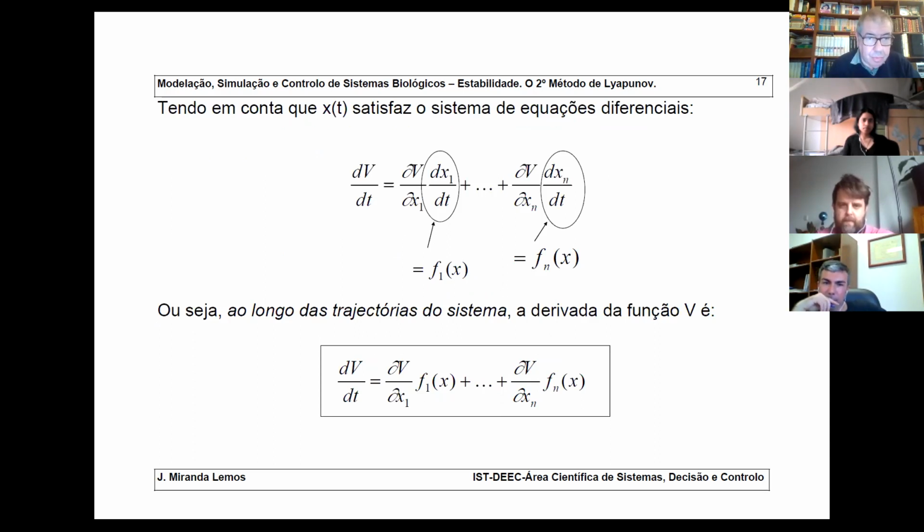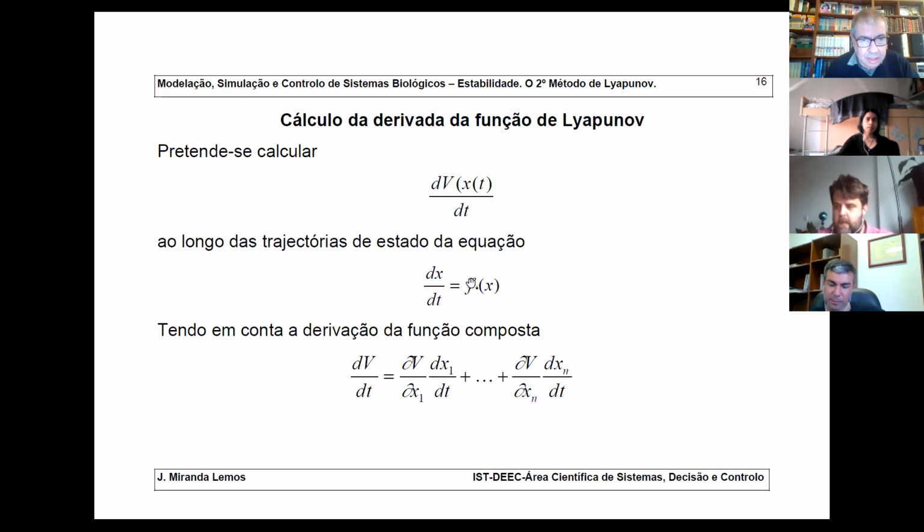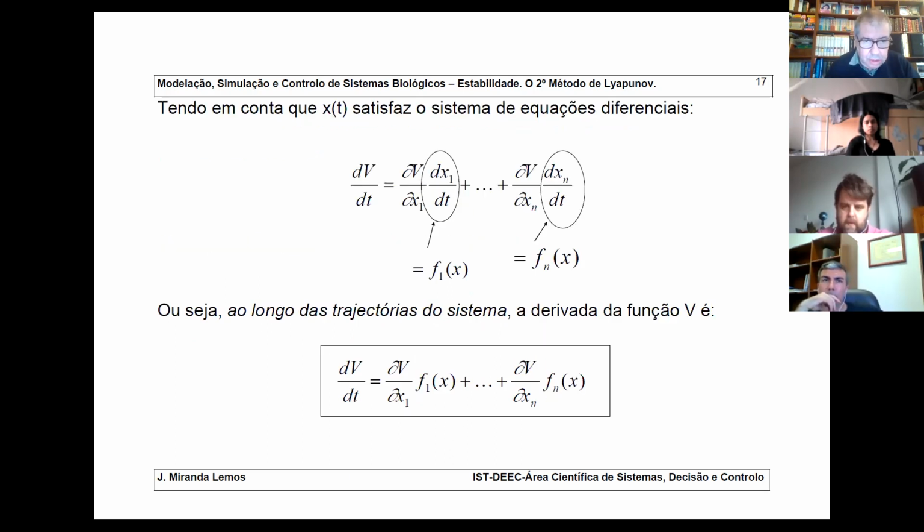Now, I can compute this dx/dt because each dx/dt is an f. So I can compute dV/dt by using this expression. It's dV/dx1 f1 plus dV/dx2 f2 and so on. Remember that this f is a vector with as many components as x, because x is also a vector. So we have here f1, f2, etc. To compute the derivative, you use dV/dx1 and then use f1 for dx1/dt, as in the next slide. So you use this formula here within the square.